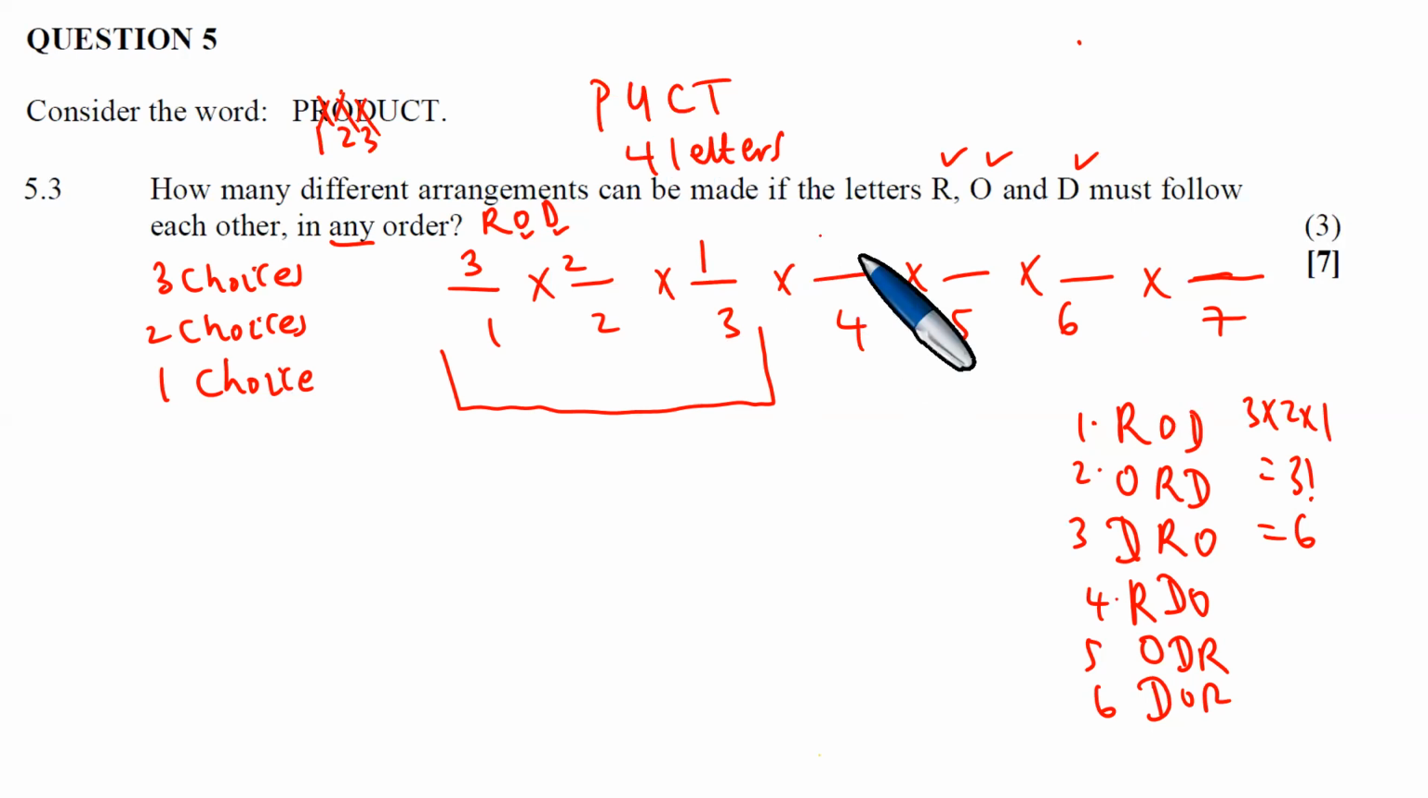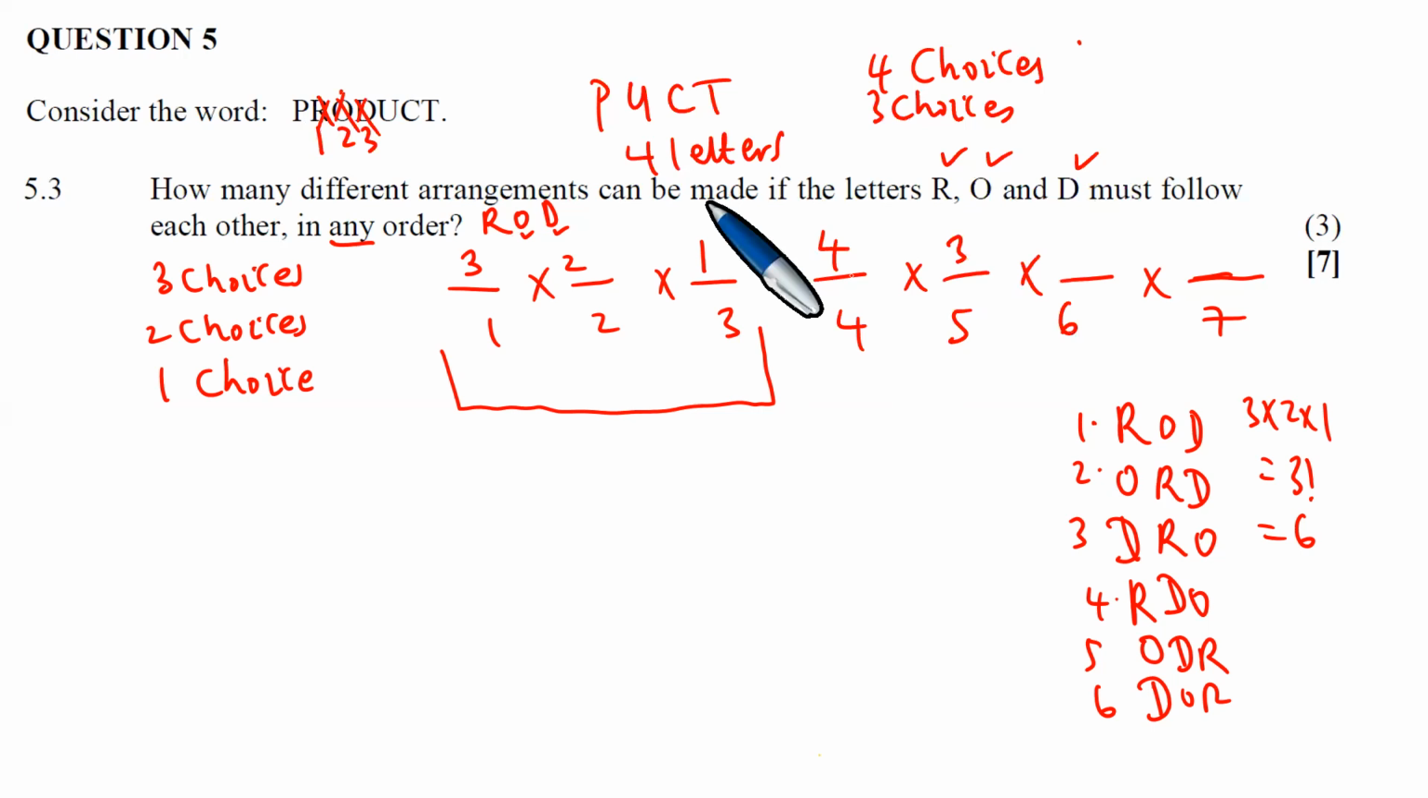These are 4 letters that we need to arrange here. The first letter can be put here in 4 ways. So we have 4 choices. And then after the first letter has been chosen, we have 3 choices for the next one. After the third one, you have 2 choices. After that, we have 1 choice. So now we have this question for 3 marks. In how many different arrangements can be made if the letters must follow each other? These ones are like one thing.